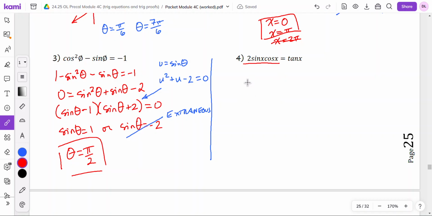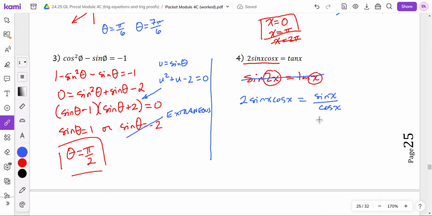Okay, so if I have 2 sine x cosine x equals the tangent of x, I can remember that this is a double angle identity. If I wanted to, I could say that the sine of 2x needs to be the tangent of x. But for this problem, it doesn't help us when these are two different angles, so we're not going to use that approach. Rather, I have 2 sine of x times the cosine of x needs to be equal to the sine of x all over the cosine of x.